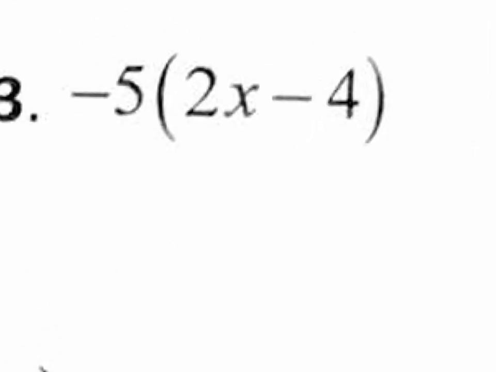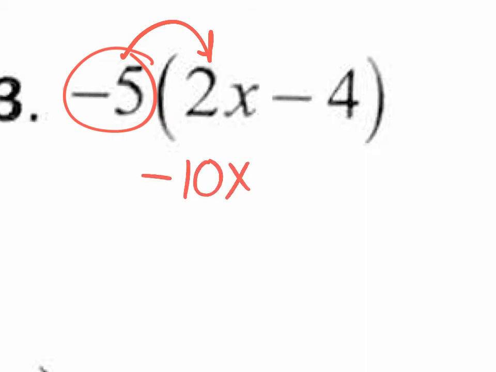Let's distribute here. Negative 5, and again, I like to circle and include the sign that's in front. That way I know I can think of it as a negative 5 instead of a minus 5. Negative 5 times positive 2x. What is that? Negative 10 with an x. That's right. And then negative 5 times, I like to include the minus sign and think of it as a negative 4. Negative 5 times negative 4?